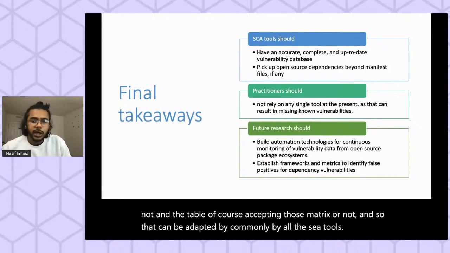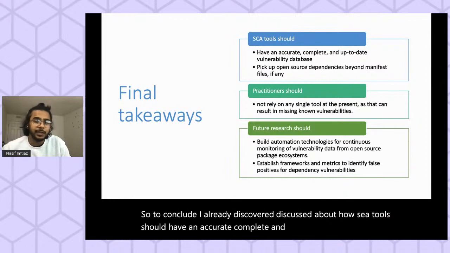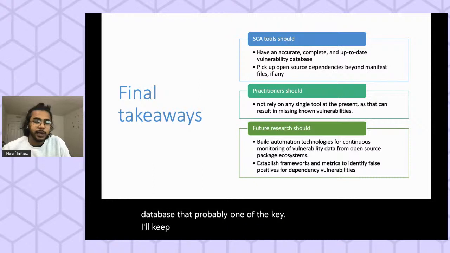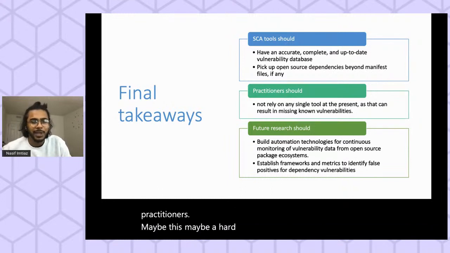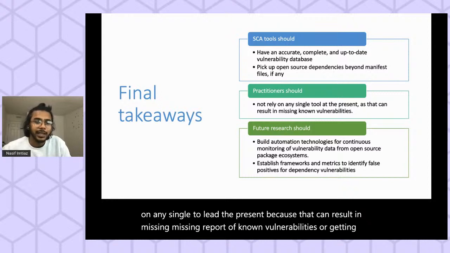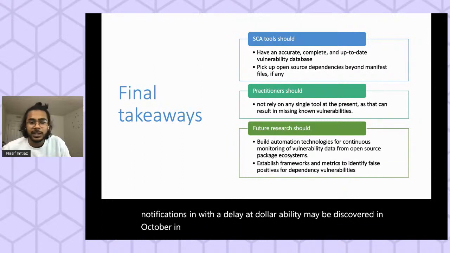To conclude, I already discussed how SCA tools should have an accurate, complete, and up-to-date vulnerability database. That is probably one of the key points about SCA tools. But we also recommend practitioners, maybe this may be a hard recommendation, to not rely on any single tool at present, because that can result in missing reports of known vulnerabilities, or getting notifications with a delay. A vulnerability may be discovered in October, and you get a notification in December.